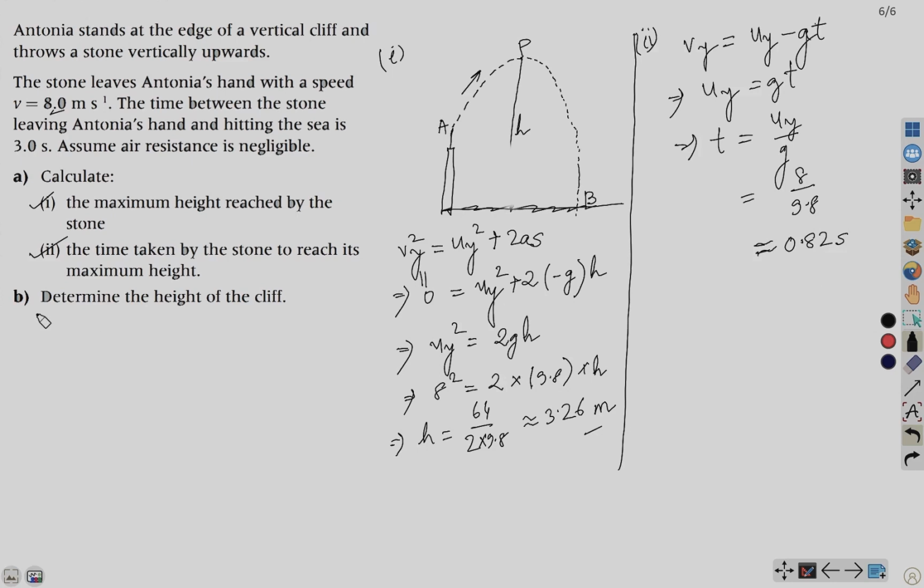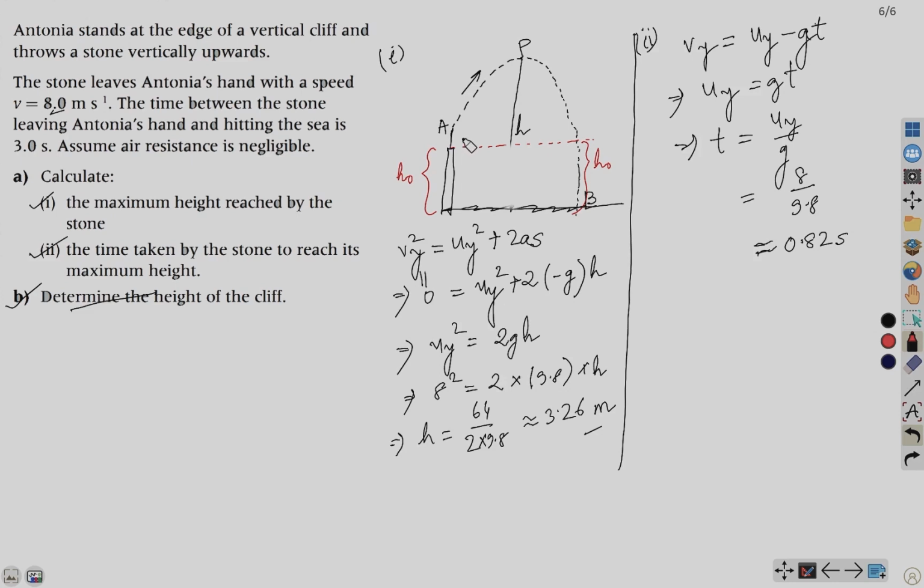Okay, so now the final question, the height of the cliff. So this can also be done. Now see, if we assume this as h naught, then let's draw a horizontal line. Then this one will also be h naught. Yes, we have to determine this h naught. Now in this case, we are neglecting the height of Antonia. Okay.